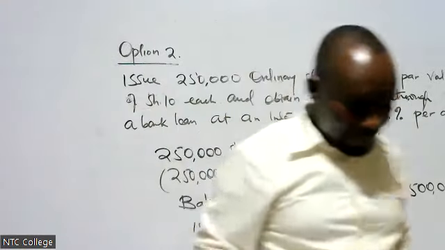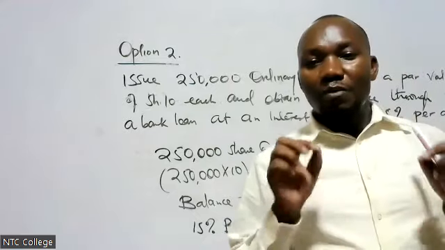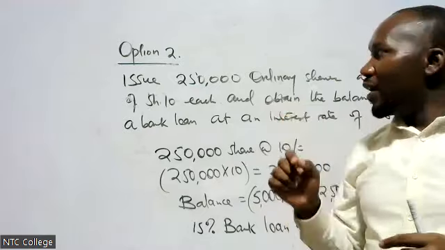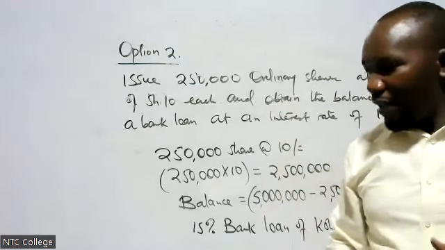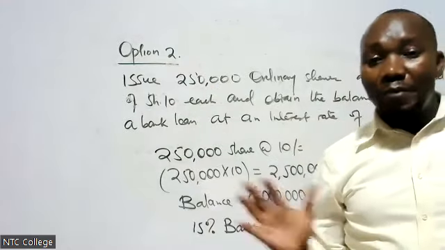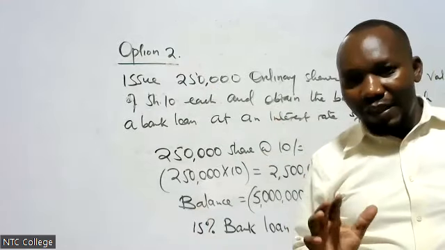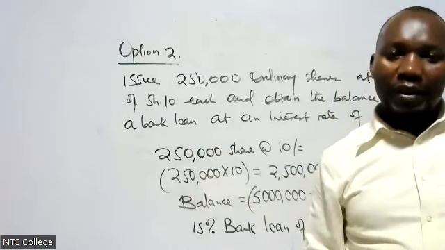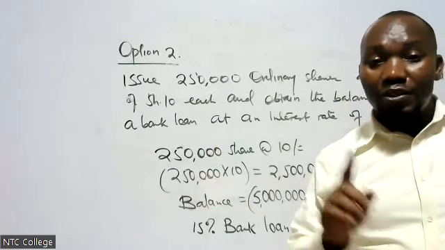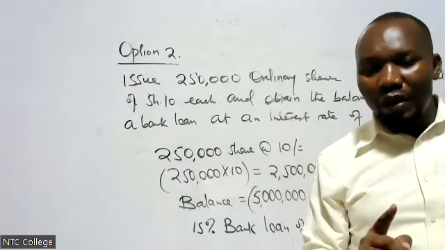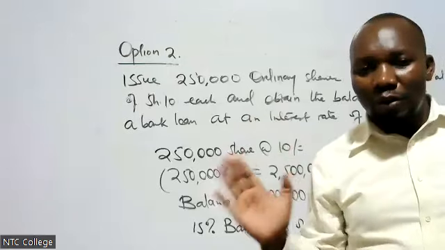In both cases, listen, we have gotten our 5 million. Option number 1, we were able to get 5 million. And if we go for option number 2, we can still get 5 million. The only difference is, in option number 2, we have taken loans as well. We have some shares together with loans. In option number 1, we only had shares purely.